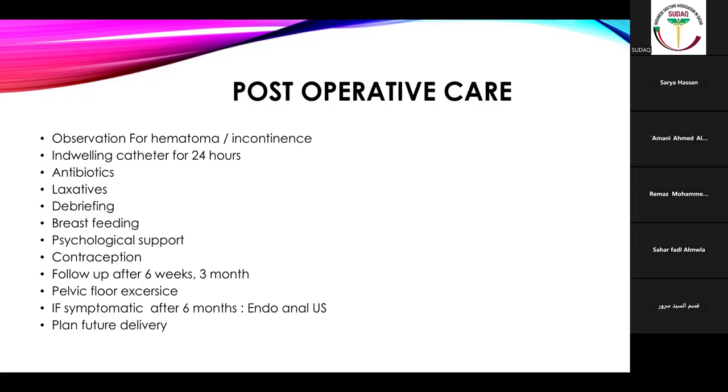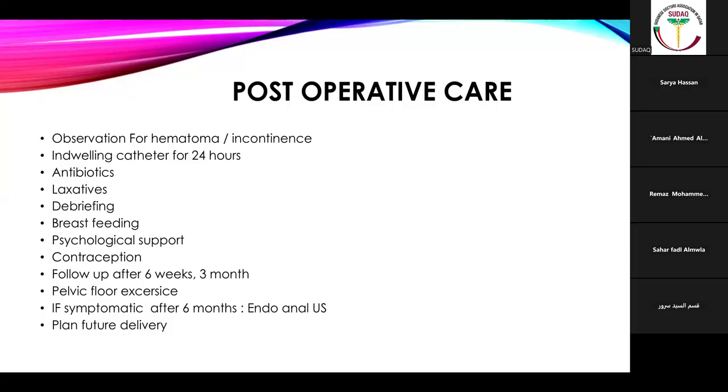Follow up after 6 weeks, and then again after 3 months. And again, if after 3 months the patient is okay with no symptoms, you discharge her. If she's still having the symptoms, you offer her pelvic floor exercise. After the pelvic floor exercise, you give her another 3 months of pelvic floor exercise and you see her again. If her symptoms improve, then no need for further follow-up. If her symptoms persist, you request an endoanal ultrasound to see if there is any defect in the sphincter. Okay, you should bring the patient to the outpatient clinic to discuss the future plan.